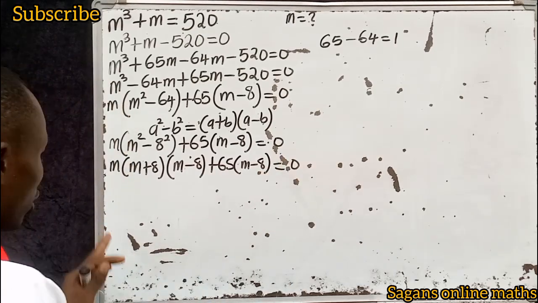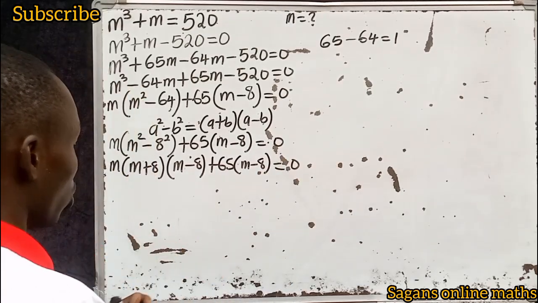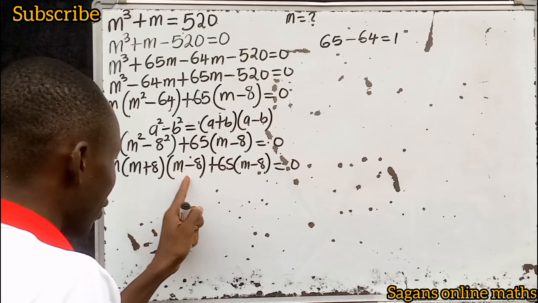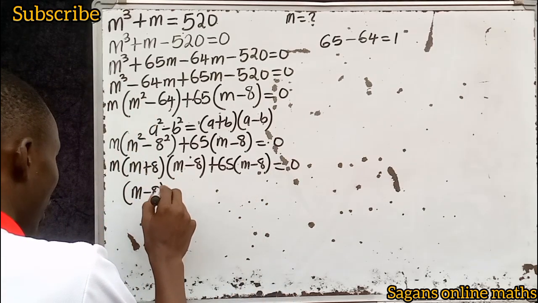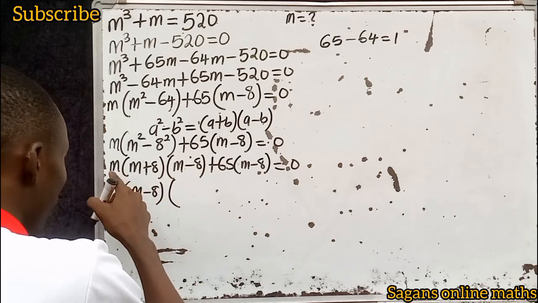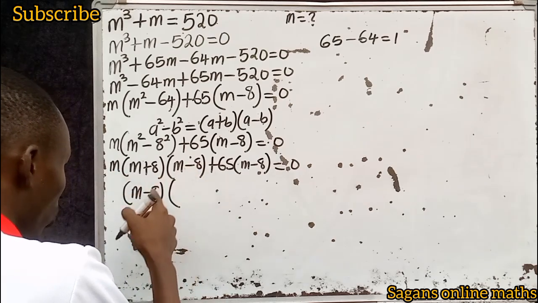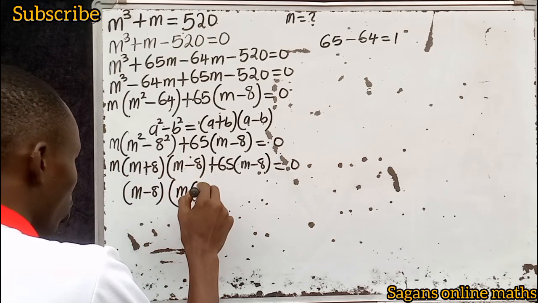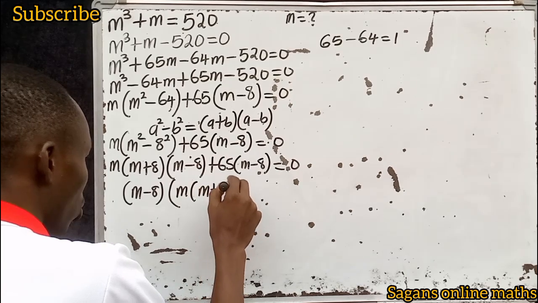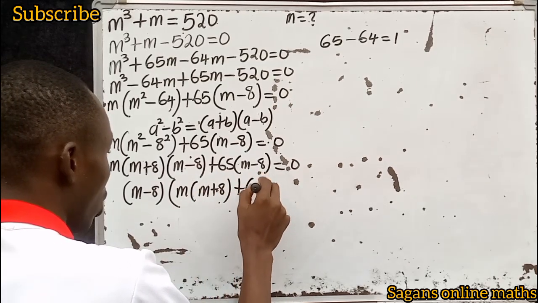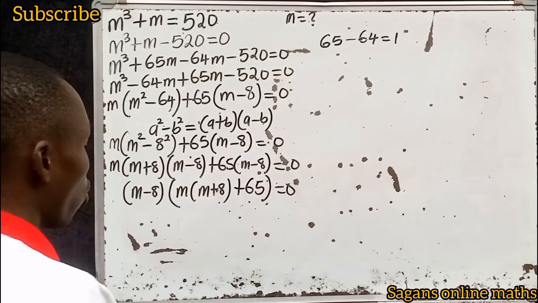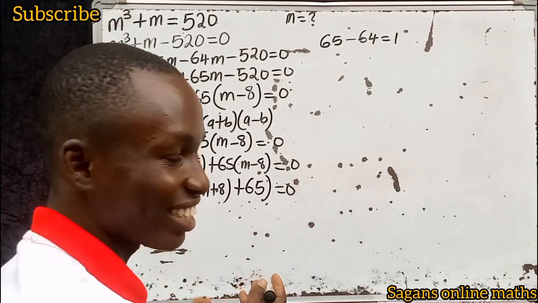Now let's observe this question. You can see that something is common. What is common? We're having m minus 8 here. So you can see that m minus 8 is common on both sides. If we divide the whole of this by this, it will cancel out. We will be left with m into m plus 8, plus 65, all this equals to 0. Oh my goodness, this is amazing, right?